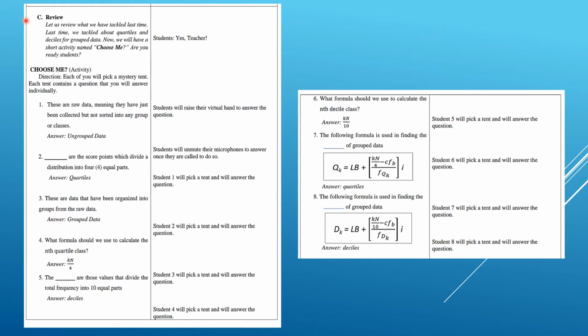The review part was also interactive with an activity called Choose Me. In the direction, each of the students will pick a mystery tent. Each tent contains a question that will be answered by the students individually. So the students are expected to raise their virtual hand and answer the questions in an active manner.